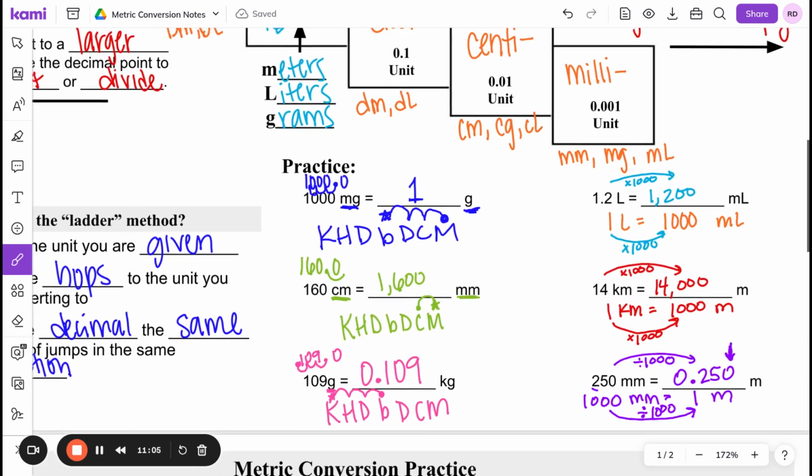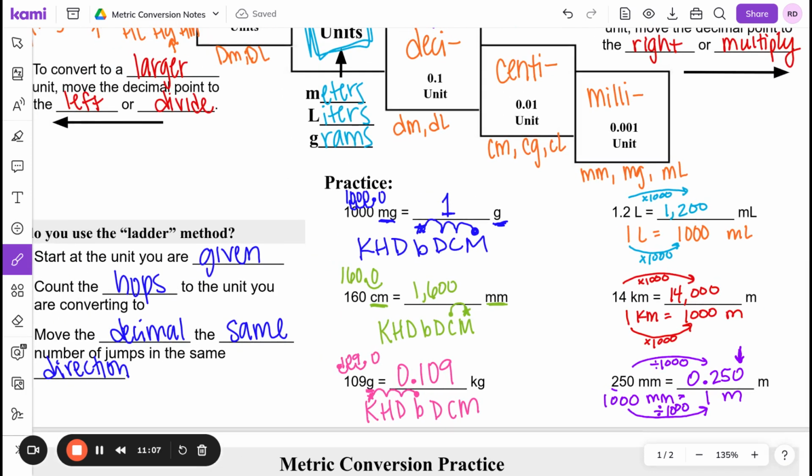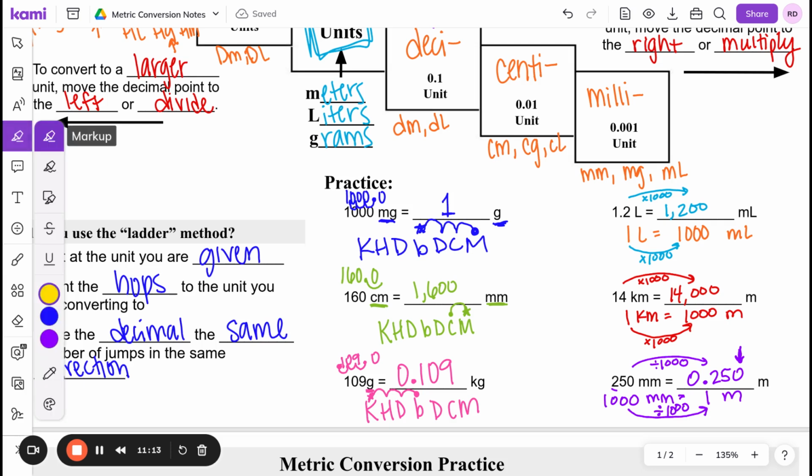Big reminders here with the metric system. The numbers should match from the starting to the ending. So to clarify what I mean, if we look at this example right here of 160, your answer still has to have a 1, a 6, and a 0 in it. So the numbers aren't changing. The only thing that's changing is the place value of those numbers. So that's a quick way to check, did you at least think about the problem correctly?